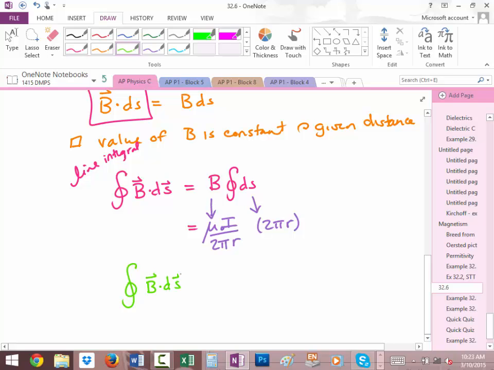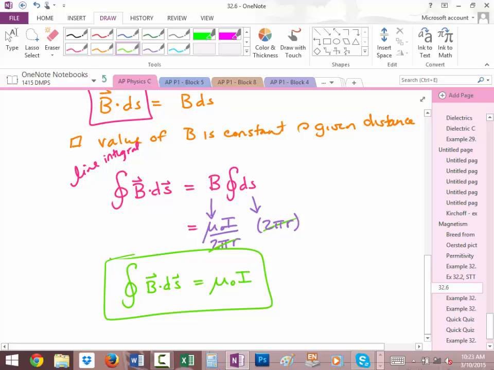So B dot ds, a big scary line integral with a dot product in it, really just turns into, oh wait, there's a 2 pi r here, see ya, and there's a 2 pi r here, see ya. It's really just mu naught times I. Put a box around that because that's important. That is Ampere's law. This is nice, just like Gauss's law is nice, that gave us that lovely little thing that just always works.